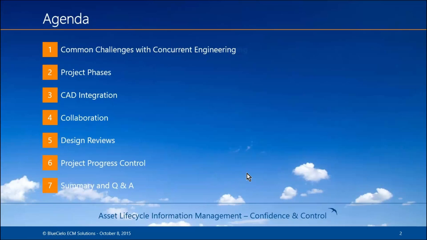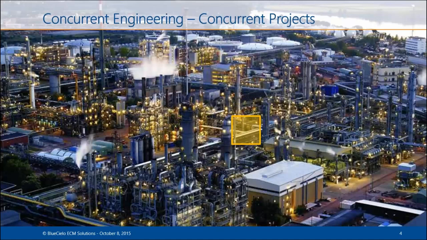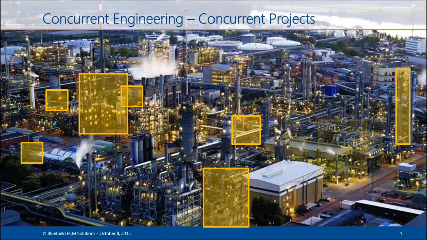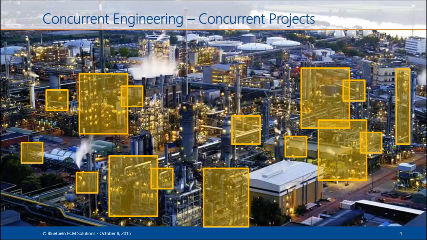Okay, let's dive in with some of the common challenges associated with concurrent engineering. So within a facility, here we see a refinery. Small change projects are taking place concurrently. Some of them independent of each other, but many of them overlap. The overlap may occur on the functional location, on the specific equipment, on the lines, and more.